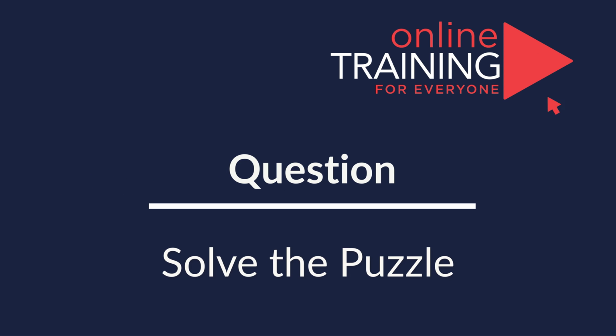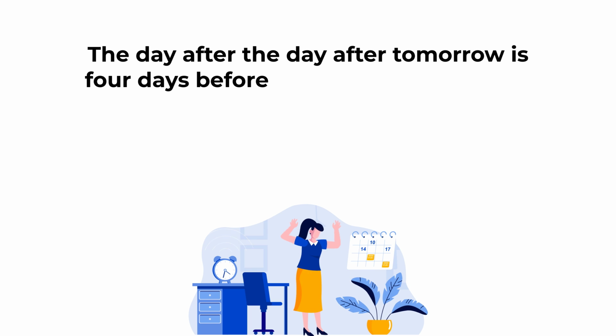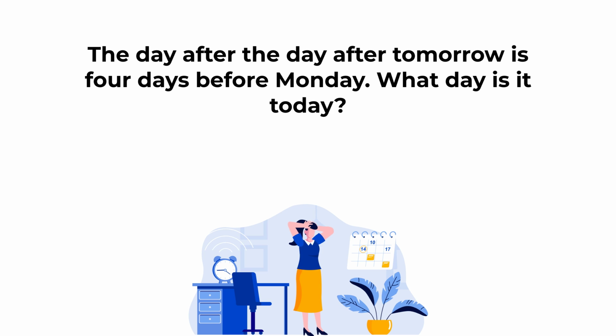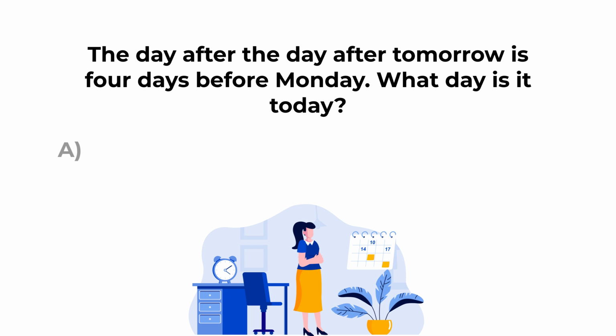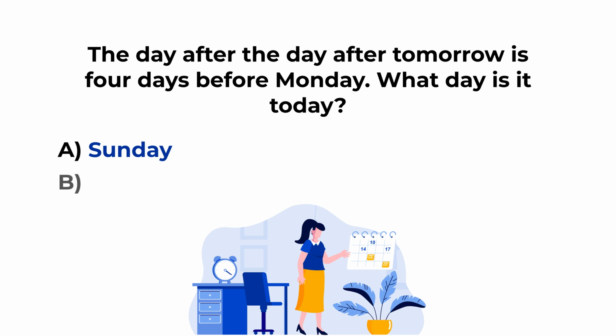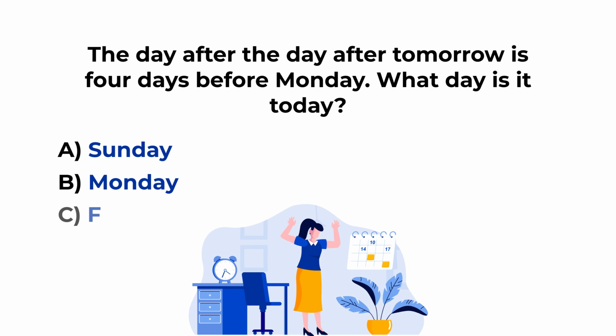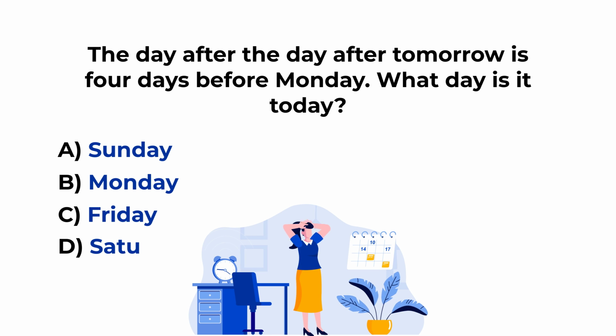Here's the cool question which tests your ability to quickly come up with the answers. The day after tomorrow is 4 days before Monday. What day is it today? And you have 4 different choices. Choice A, Sunday. Choice B, Monday. Choice C, Friday. And choice D, Saturday.